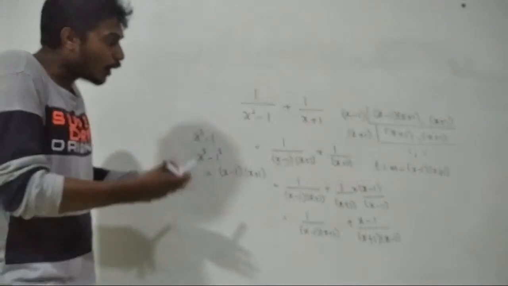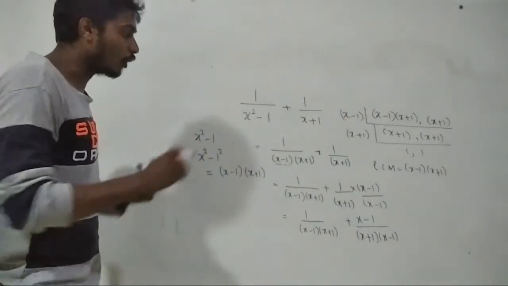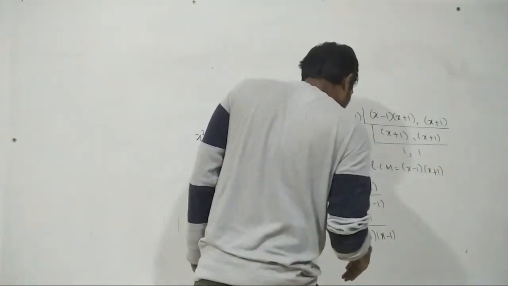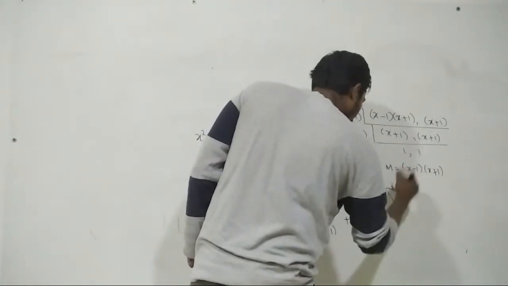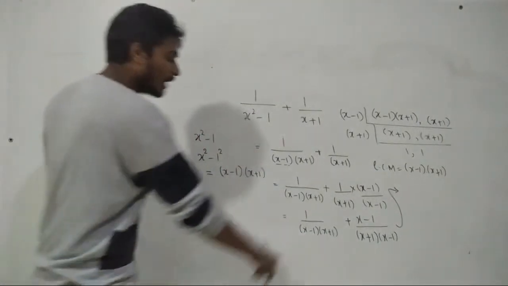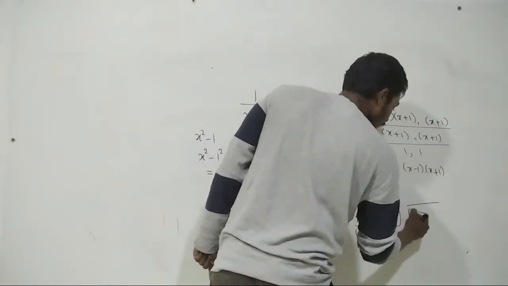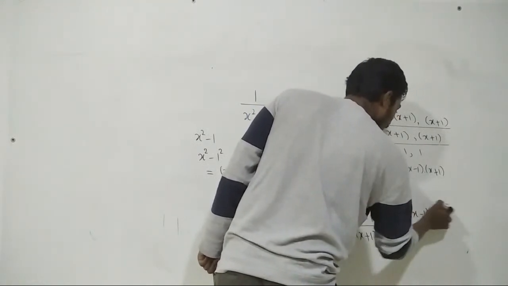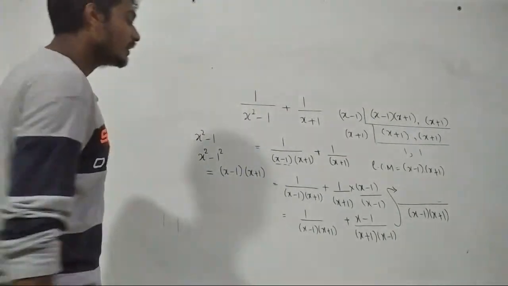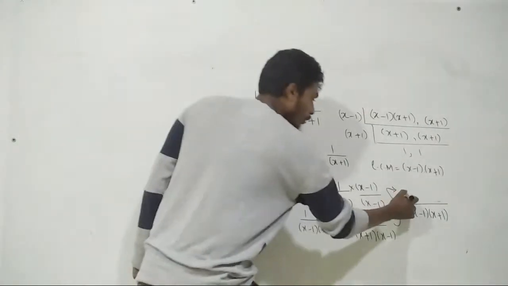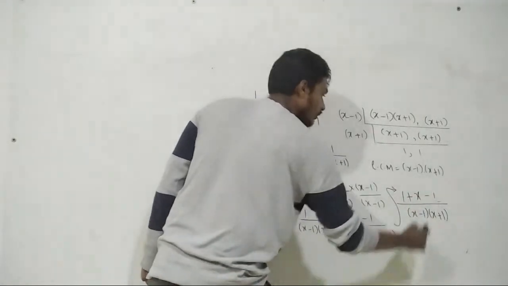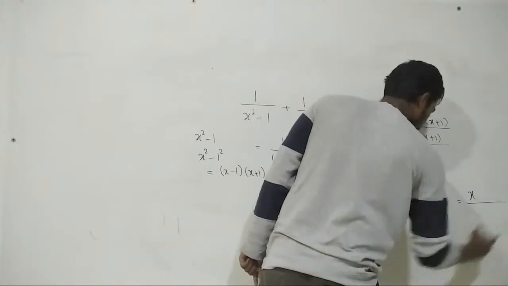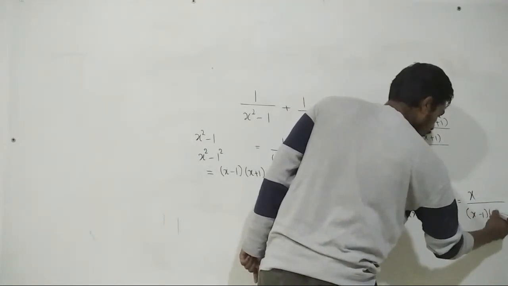So now moving on with the problem is much more comfortable for us. If you try to solve this, you have x minus 1 into x plus 1 as the denominator. And at the numerator, you have 1 plus x minus 1. So plus 1 minus 1 is gone. If you solve this, you will have x over x minus 1 into x plus 1.